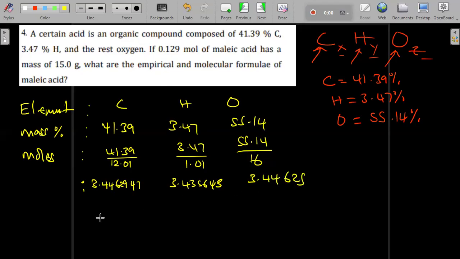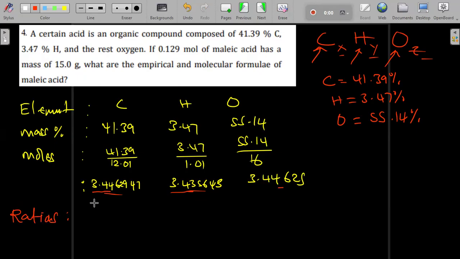And at the end, if I divide 55.14 by 16, I'm getting 3.44625. Of these numbers that we found, which one is the smallest? We can see that this one is 3.44, this one is 3.43, and this one is 3.44. So this one here is the smallest. We're going to divide all these by this smallest value. So we're going to say ratios.